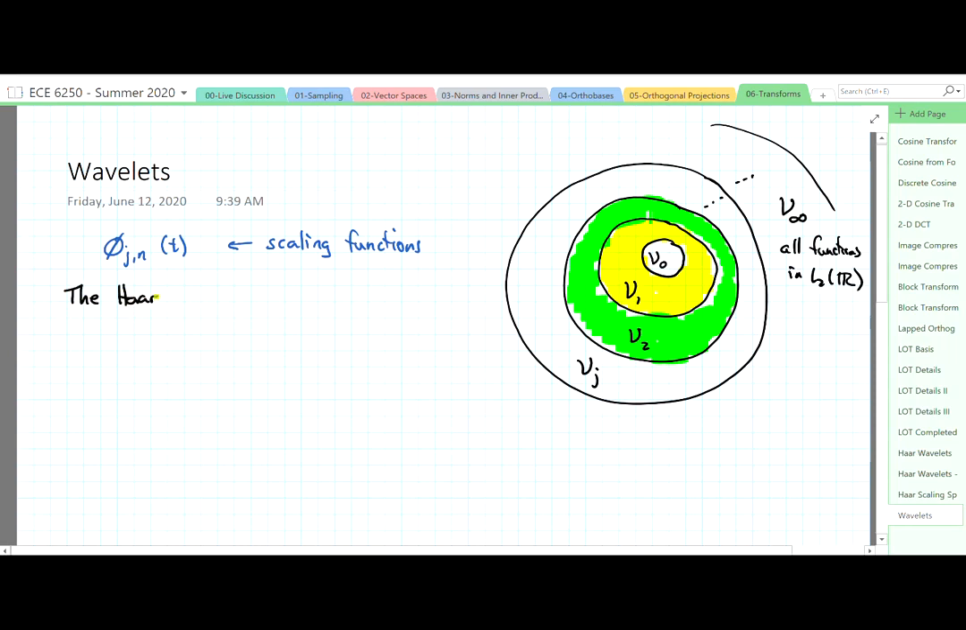So we can talk about the Haar wavelets, and we'll get to other wavelets in a bit. But the Haar wavelets represent the differences between the approximations in Vj and Vj minus 1.